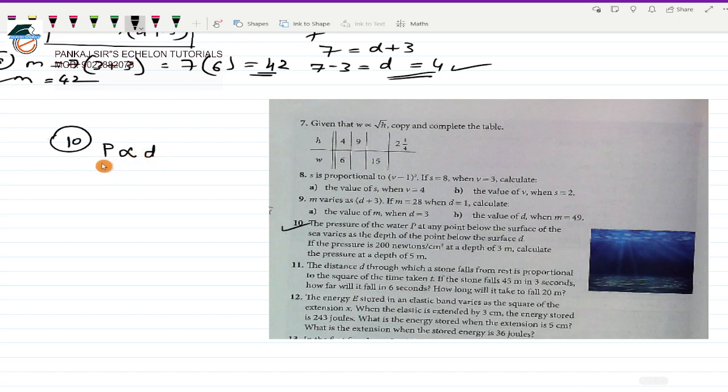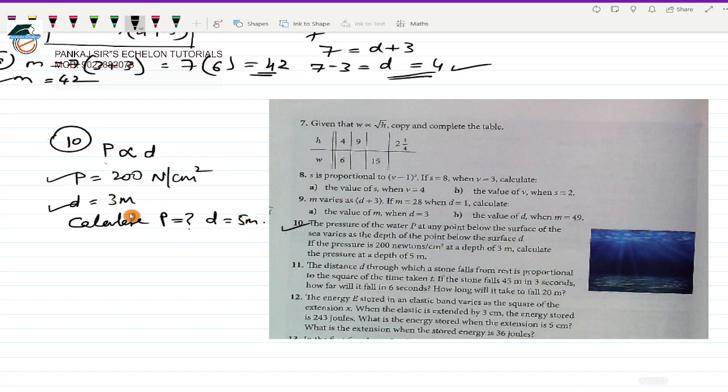Now, the pressure is 200 Newton per centimeter square at the depth of 3 meters. So pressure is given as 200 Newton per centimeter square when the depth is 3 meters. Calculate the pressure at the depth of 5 meters. So you have to calculate P when the depth is 5 meters.